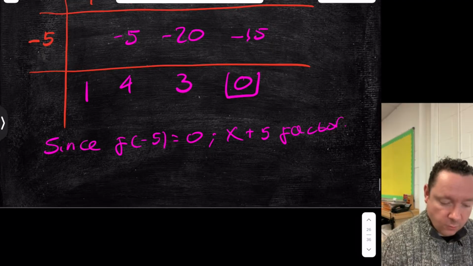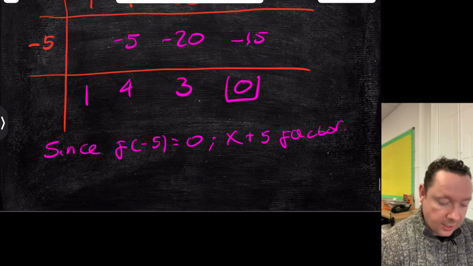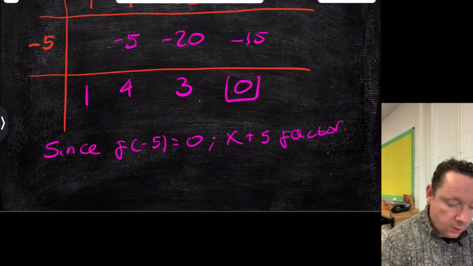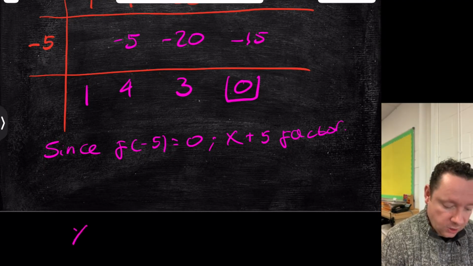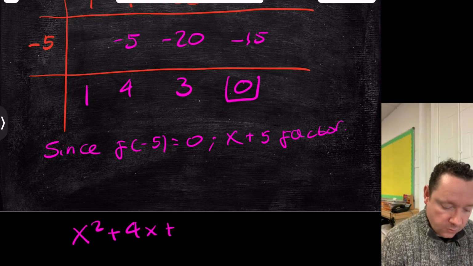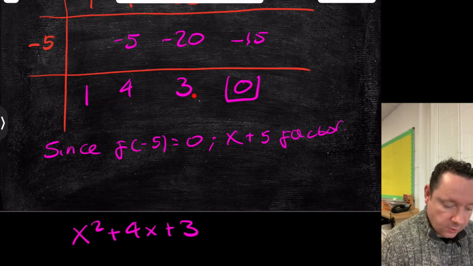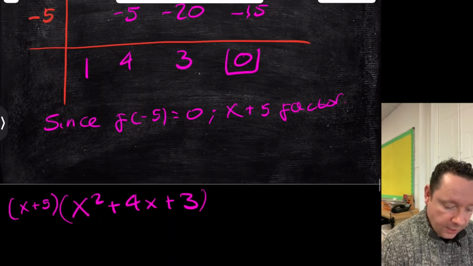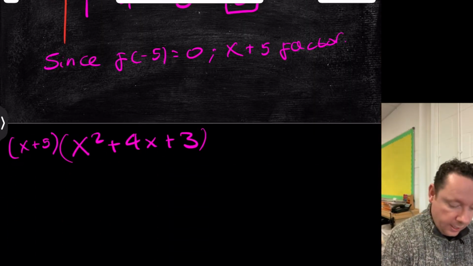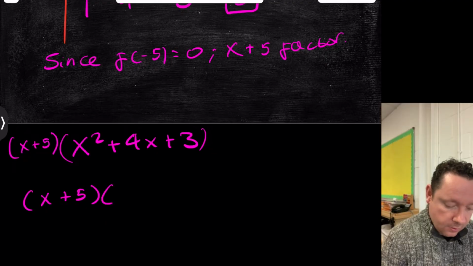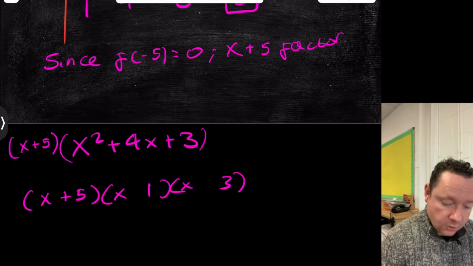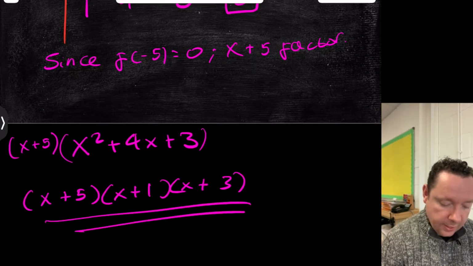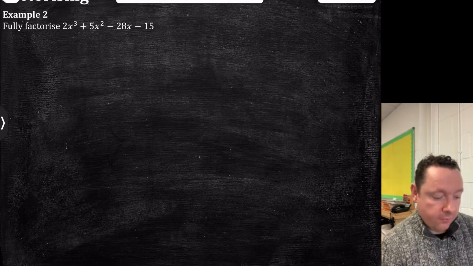Good thing about this method, which is called synthetic division or the table method, is that it leaves you with a new polynomial. So you can then just say that you've got x squared plus 4x plus 3. Powers went down by 1, started with a cube. And that's going to be times by the factor that we just started with, x plus 5. So we can now factorise it because we've now got a quadratic. So we get x plus 5, double brackets, hopefully, x and x, 3 and 1, plus 3, plus 1, and we're done there.